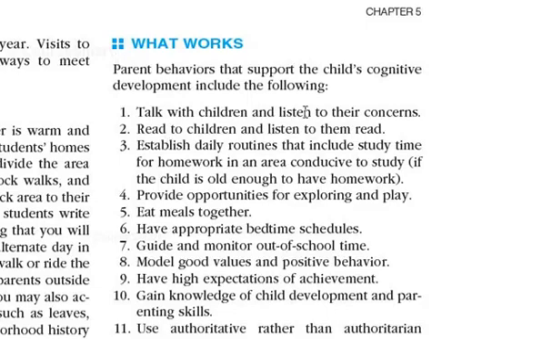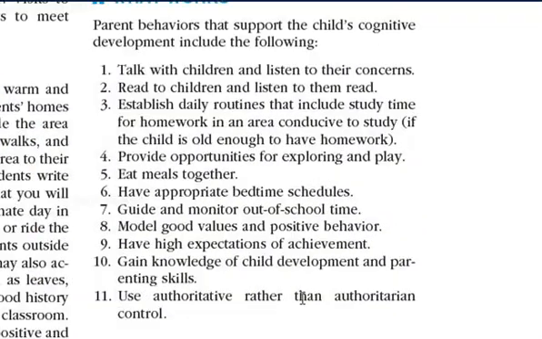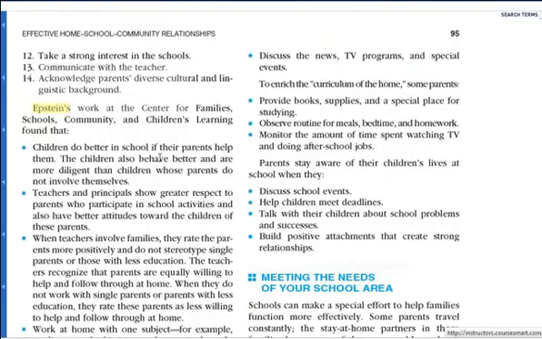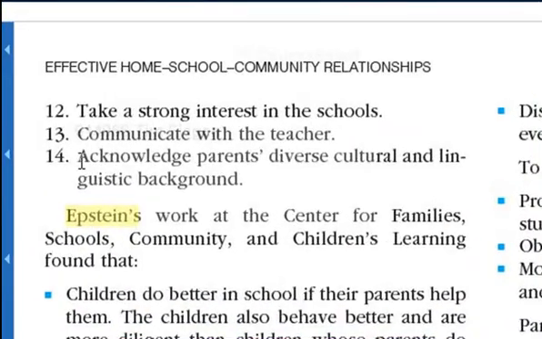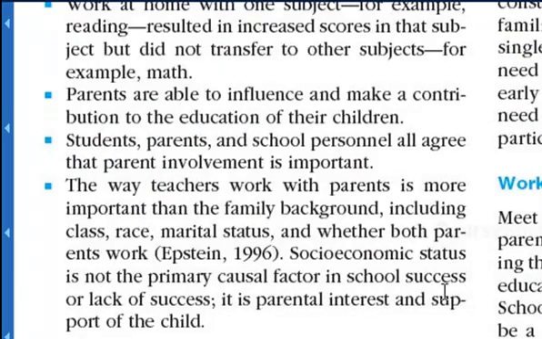There's a nice 14 things, and then convert these into what I call first person. Instead of talk with children and listen, you would put talk with your child, read to your child, establish these routines. Go through each one and make it a little softer for parents, and a little more personalized to them. Number 14 you're going to have to do a little work with, because this one says acknowledge parents' diverse cultural and linguistic background. What you would say to the parents is acknowledge the child's diverse cultural background, something like that, so that they can support that child.